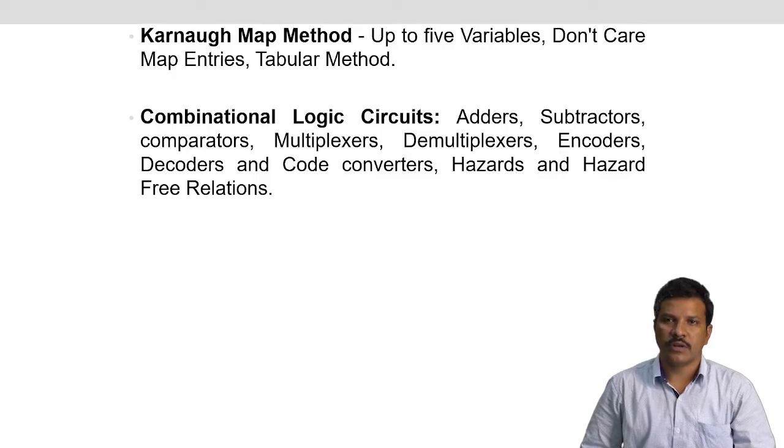In this module we have two parts. First part is Karnaugh map methods and second part is combinational logic circuits. In the first part, how to use the Karnaugh map method to minimize the Boolean function or realization of the Boolean function up to 5 variables, including don't cares, and the tabulation method.